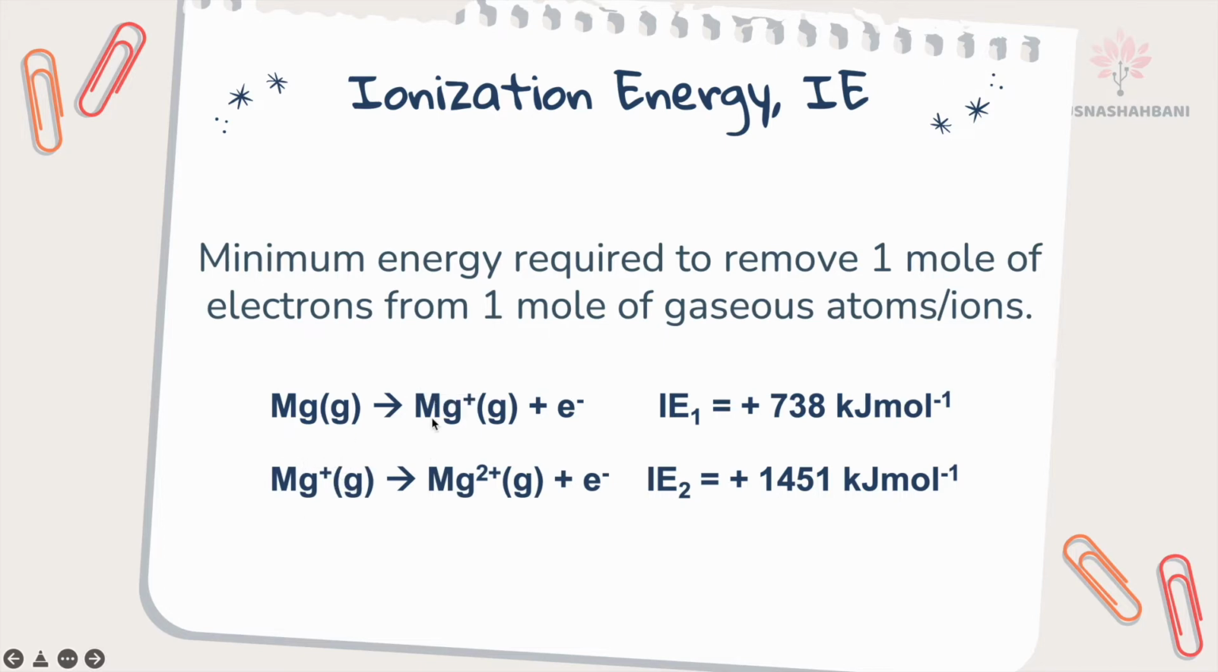Initially, this is the first time, this is the second time, from 1 mole of gaseous ion. The minimum energy required to remove 1 mole of electrons from 1 mole of gaseous ions. So now your reactant is a gaseous ion, so it removes 1 mole of electrons from 1 mole of gaseous ions and produces Mg2+. This is the second ionization energy.